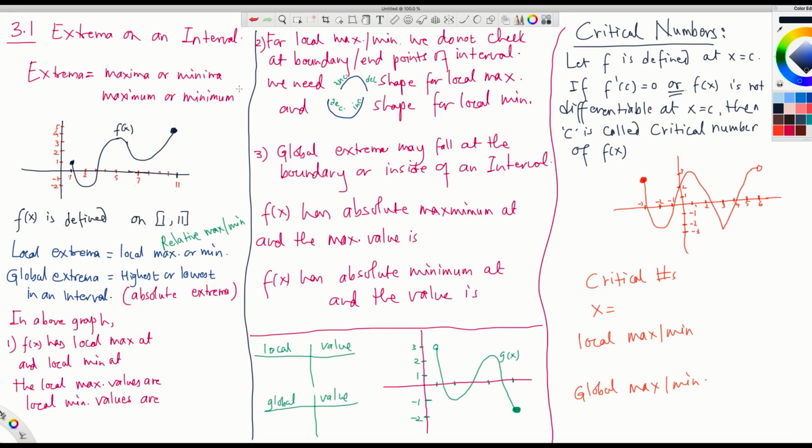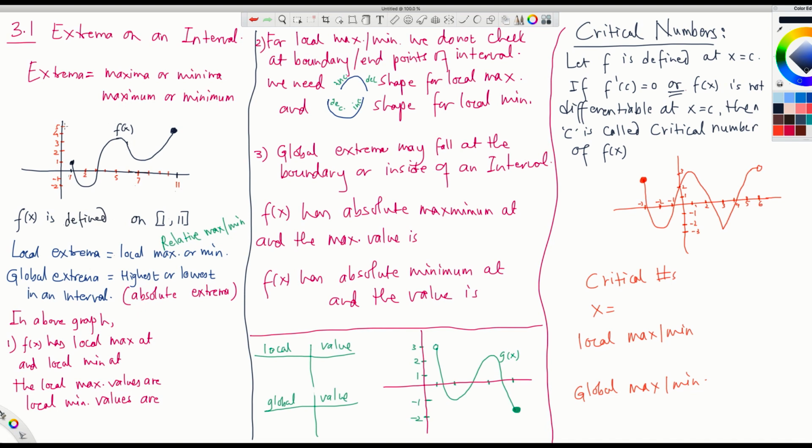In this video, we are going to talk about extrema on an interval. Extrema means minima or maxima. If a function has a minimum or maximum value in an interval, we say the function has an extremum value in that interval. So extrema are also called maxima or minima, or maximum or minimum. That's what we call them.